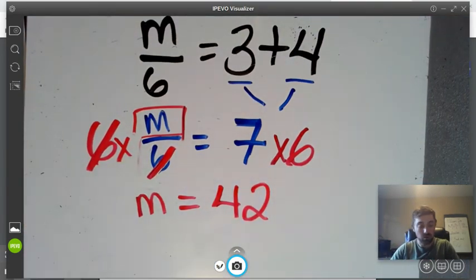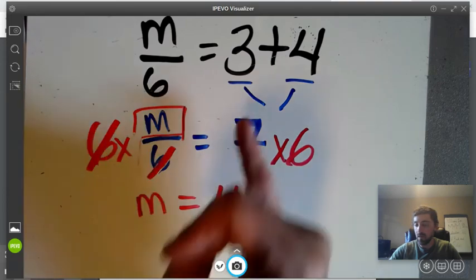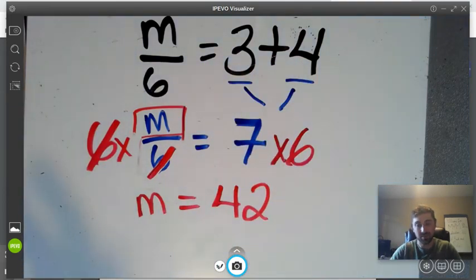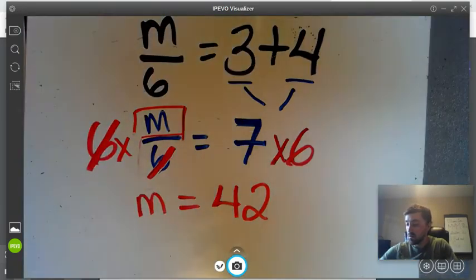Now we can put it into the original equation to see if it works. 42 divided by 6 gives us 7, and 3 plus 4 gives us 7. The 2 sides equal, we have found our answer. Next.